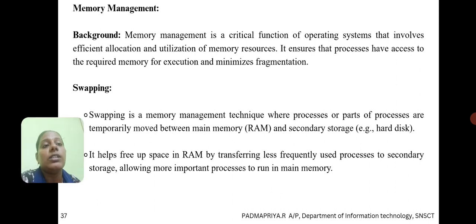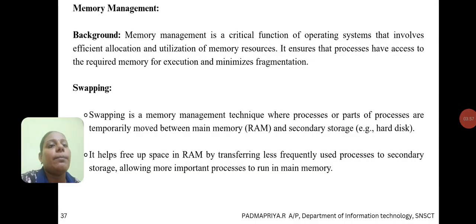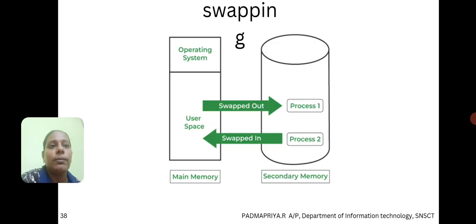Memory management is a critical function of operating systems that involves efficient allocation and utilization of memory resources. It ensures that processes have access to the required memory for execution and minimizes fragmentation. Swapping is a memory management technique where processes or parts of processes are temporarily moved between main memory and secondary memory. It helps free up space in RAM by transferring less frequently used processes to secondary storage, allowing more important processes to run in main memory.